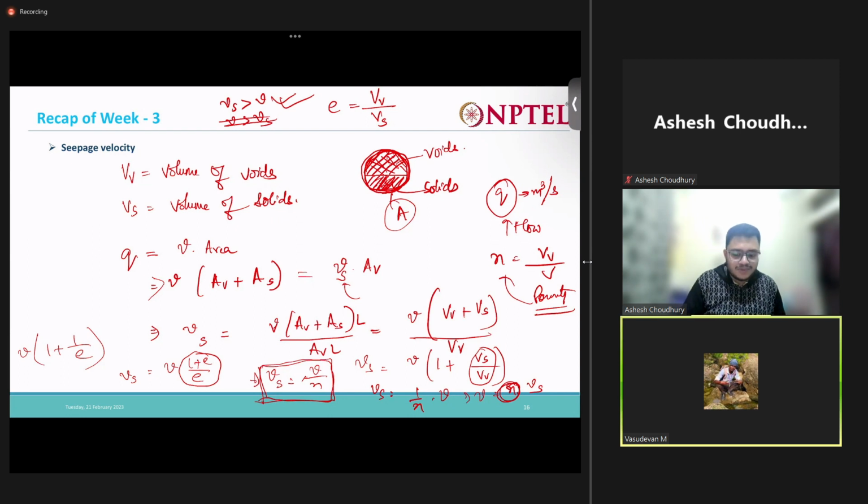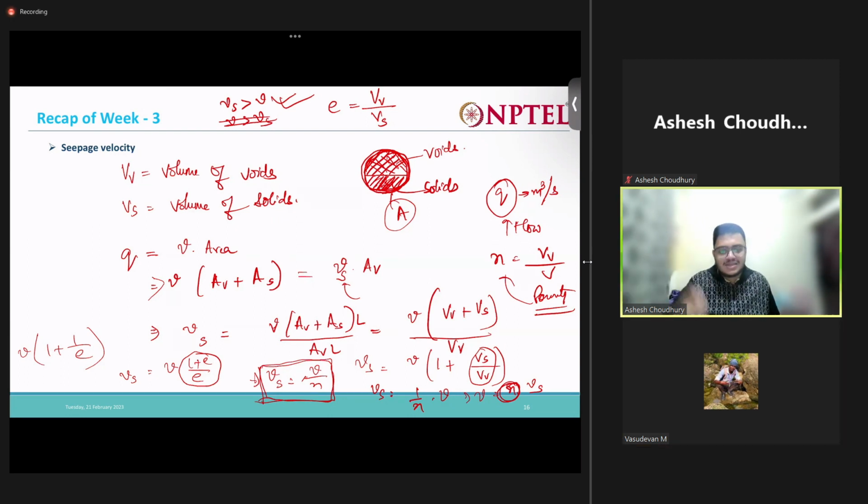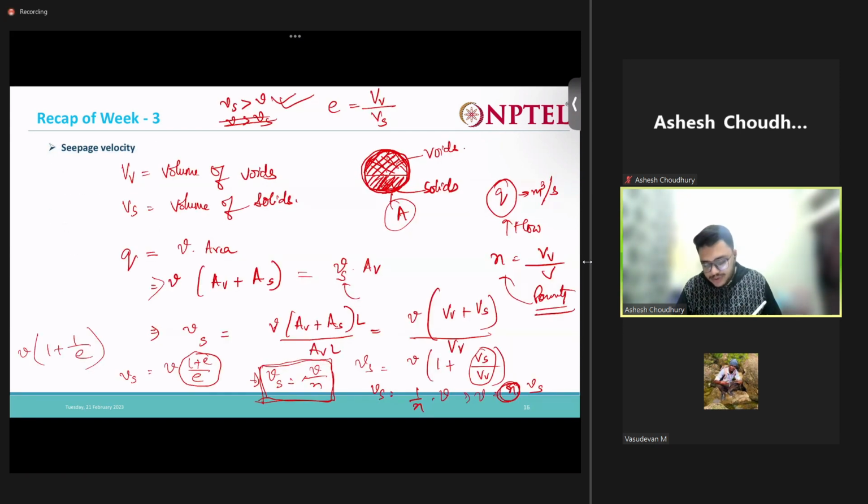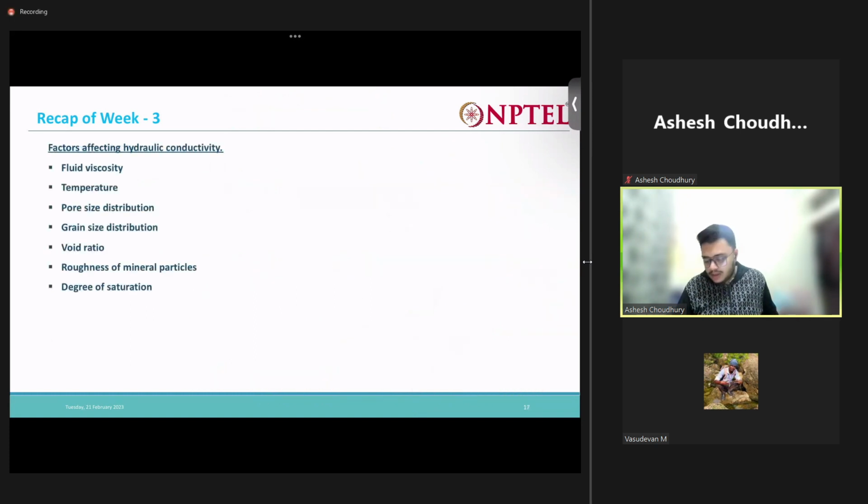Is it clear? n is always less than 1, right? So V is always lesser than Vs. So superficial velocity is always higher than our normal velocity. This is a very conceptual thing. I hope this is clear.